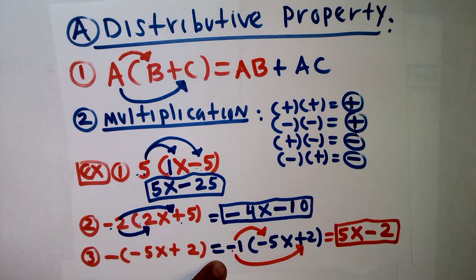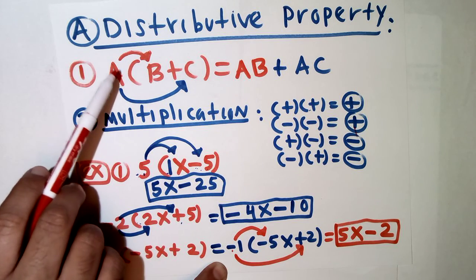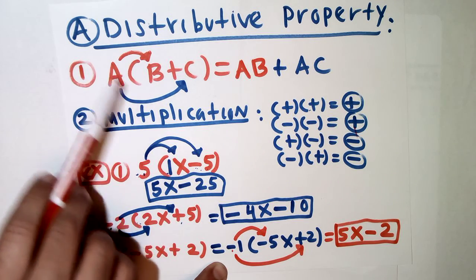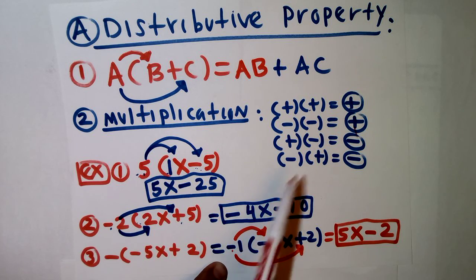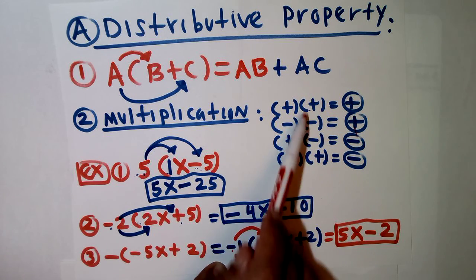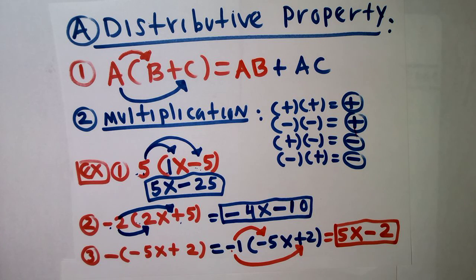So again, my advice to you is to keep in mind the rule. Remember, for the last time, the outside gets multiplied by everything on the inside. And second, so that you avoid problems, make sure that you take into account the signs. I hope to see you in the next video.